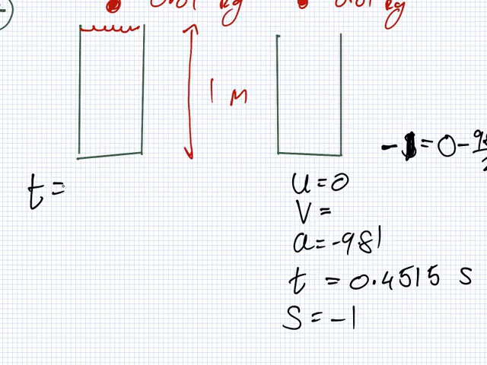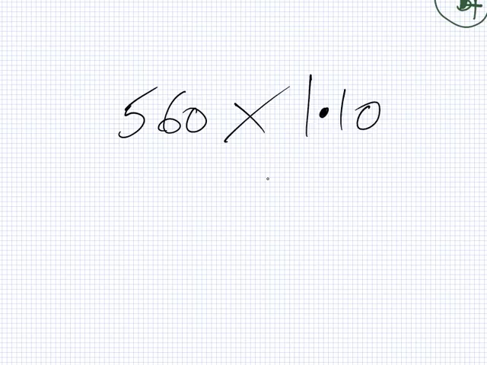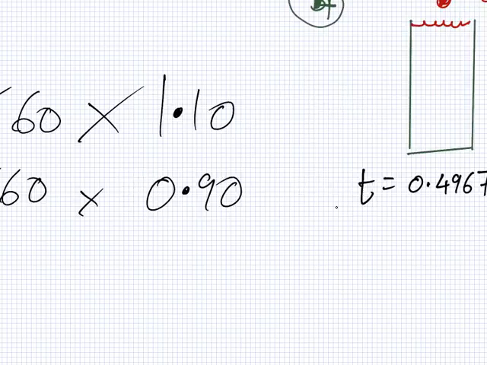Now if I look at this situation, we know that the time here will be 10% more, so the time will be 0.4967 seconds. That's an extra 10%. How do you increase a number by 10%? A quick way to do it: if you have a number, say 560, and you want to increase it by 10%, the quickest way is just to multiply it by 1.10. That will increase it by 10%. And if you want to decrease it by 10%, multiply by 0.90. So here is the time increased by 10%.